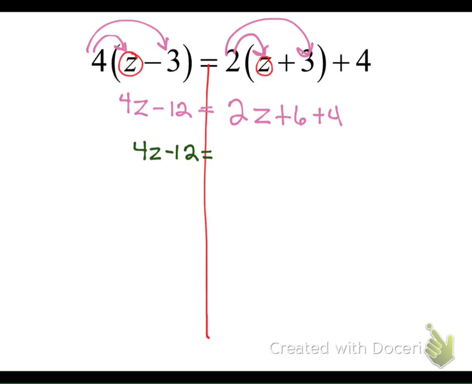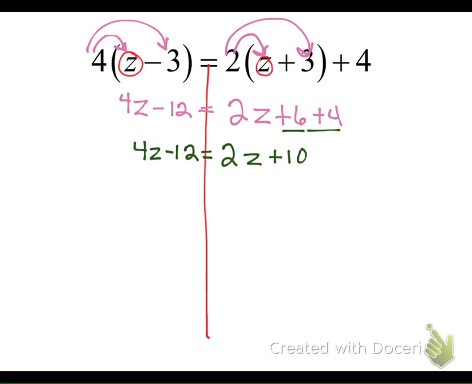But on my right side here, can I combine any like terms? Yeah. That's 6 plus 4. So when I go to write this down, though, I always start with my number and variable first. So I'm going to bring down my 2z. And then I'm going to combine positive 6 plus 4. What's 6 plus 4? Positive 10.